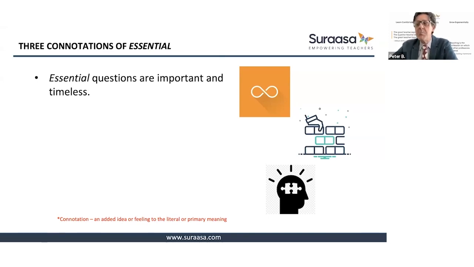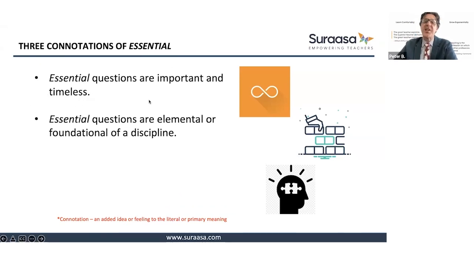So what does it mean to be human? Why do we exist, right? You can imagine how long people have been asking these types of questions, okay? The second one is essential questions are elemental or foundational in a discipline, right? They are the foundation. They are why the discipline is important, why it exists, okay?